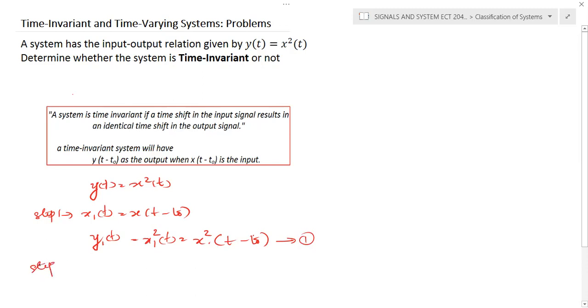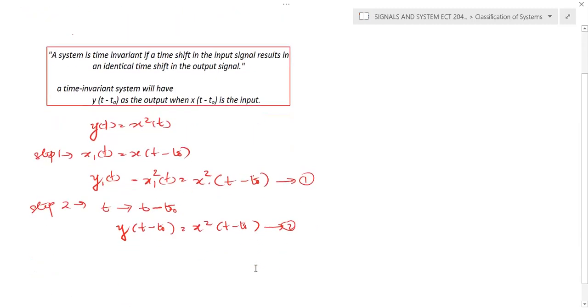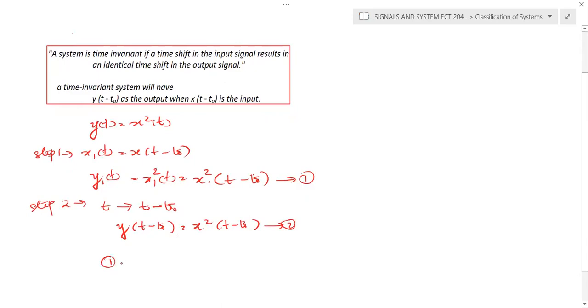And in step 2, we'll find the shifted version of the output. That is, we will replace t with t minus t0. So the given equation becomes y of t minus t0 equals x square of t minus t0. If we compare equation number 1 and 2, they are equal. 1 and 2 are equal. So we can conclude that the given system is a time invariant system.